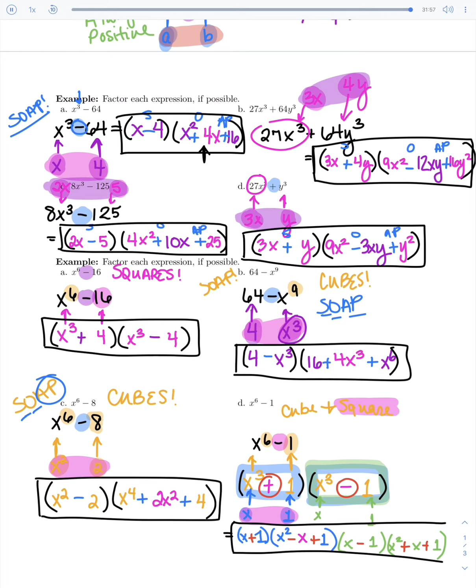And it rarely ever happens, but 1 is one of those numbers that it can happen with because it's both a square and a cube. Same thing with x to the 6th, because it's divisible by 2 and 3, it's both a square and a cube.